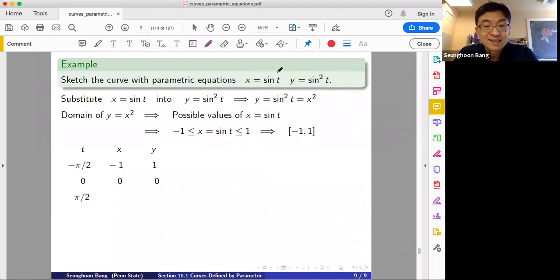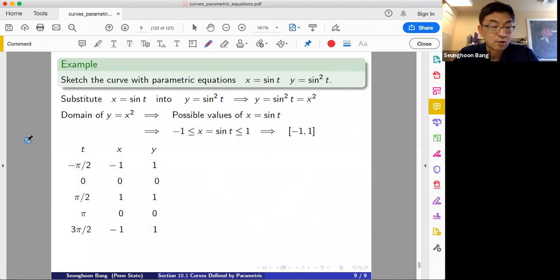Pi over 2: sine pi over 2 is 1, and 1 squared is 1. Then plug in pi. Sine pi is 0, and 0 squared is also 0. Then 3 pi over 2: sine 3 pi over 2 is -1. You plug -1 into here, -1 squared is 1. That's right.